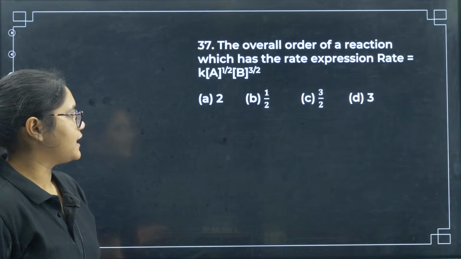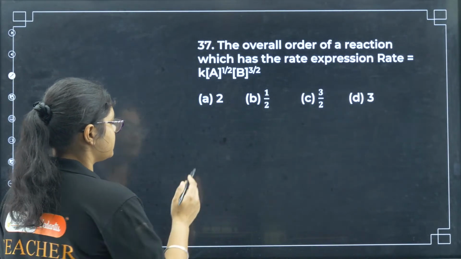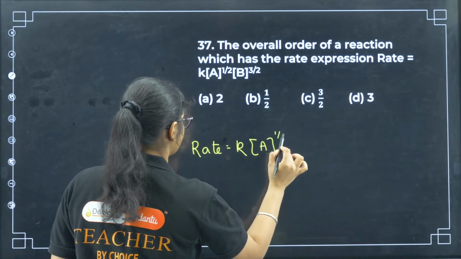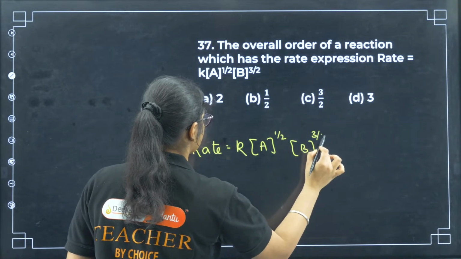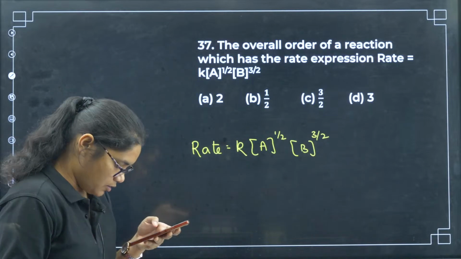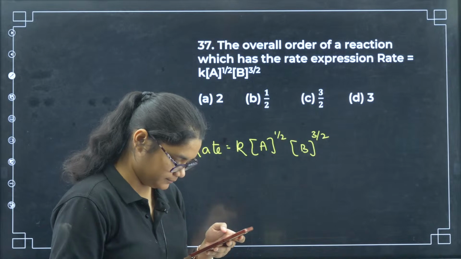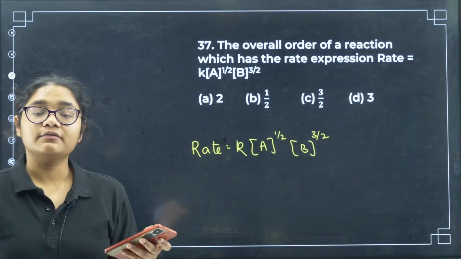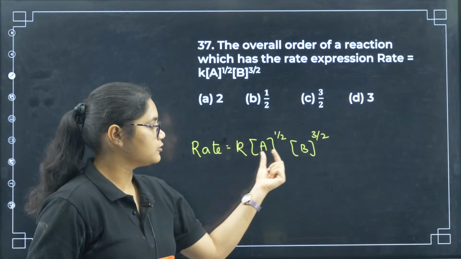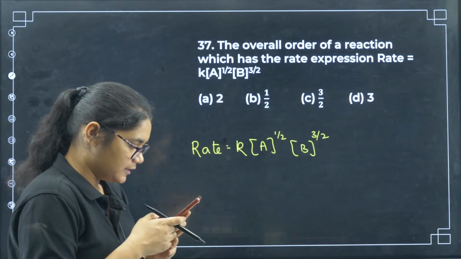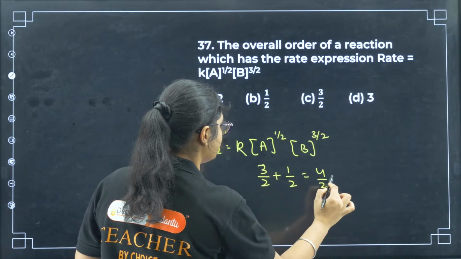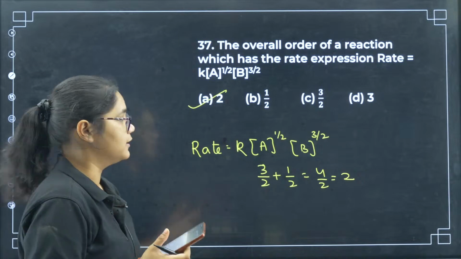Next, the overall order of a reaction which has the rate expression, so rate is given to you like this, rate is equal to K into [A] to the power of half, [B] to the power of 3 by 2. So what will be the order of the reaction? You know, just now we learned the definition of order. It is the sum of the powers of the concentration terms. So order is equal to 3 by 2 plus 1 by 2, which is equal to 4 by 2, which is equal to 2. So option number A here.